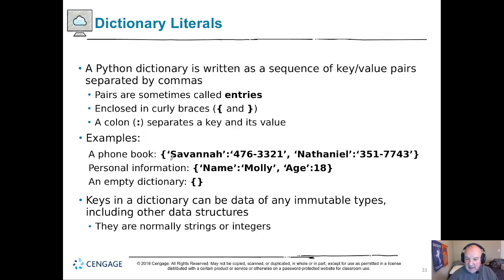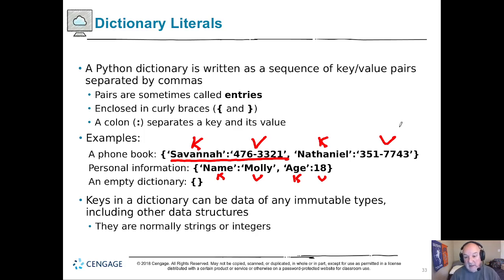This is a single entry. The key is Savannah, that string. The value is the phone number. Key, value. Here's a fun one that shows you that we don't really care what type we're dealing with. Name, key, value. Age, value. Notice Molly and 18 are not of the same type.